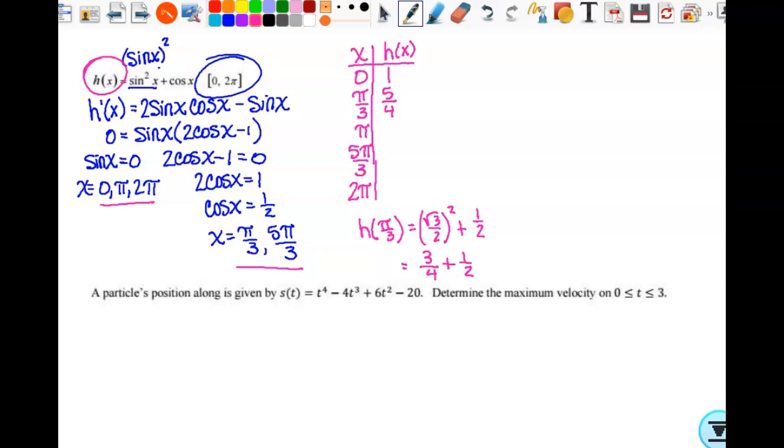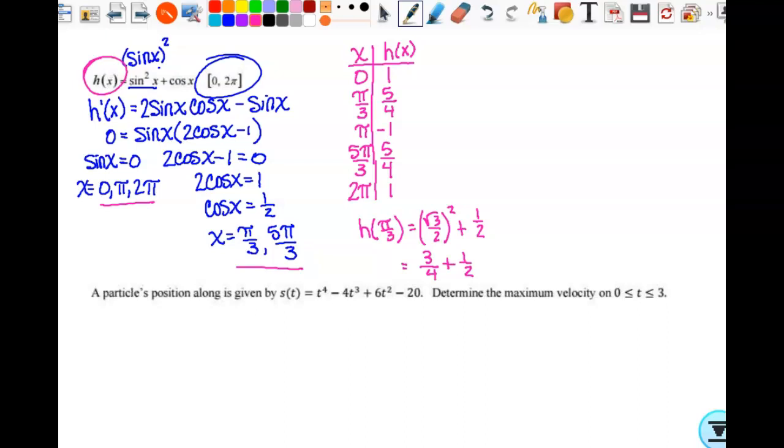Okay. Then we do pi. The sine of pi is 0. I squared it, 0. Cosine of pi is -1. All right, 5 pi thirds. The sine of 5 pi thirds is negative square root of 3 over 2. But when we square it, it becomes positive, it becomes 3/4 again, plus 1/2. We end up with the same thing, the 5/4. And then 2 pi is going to give me 0 for this and 1 for this. Are we all good with those?